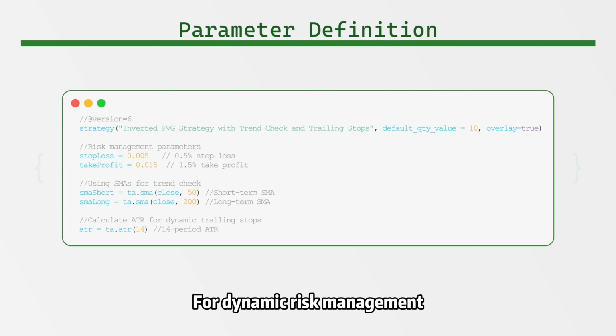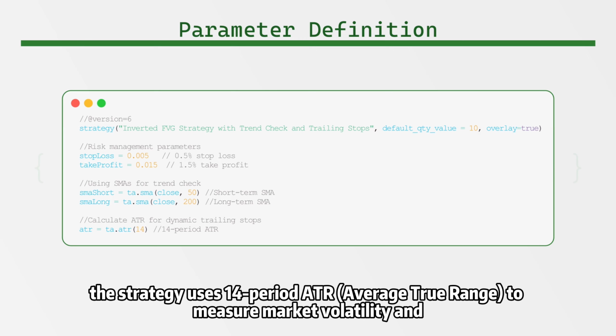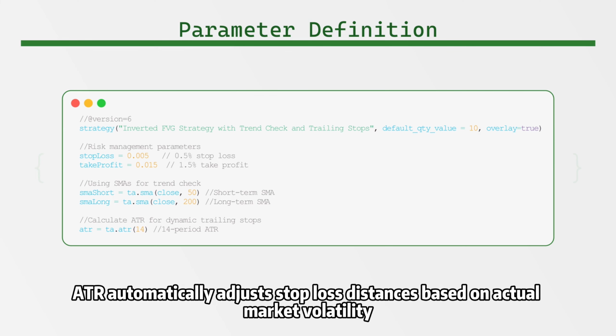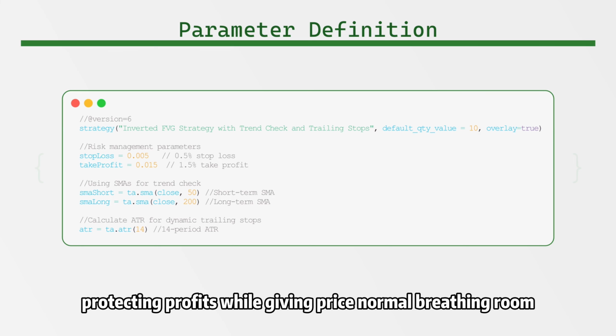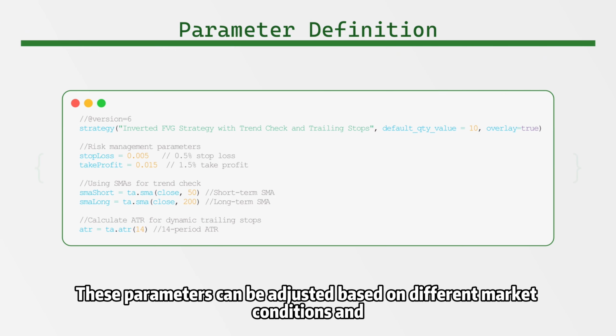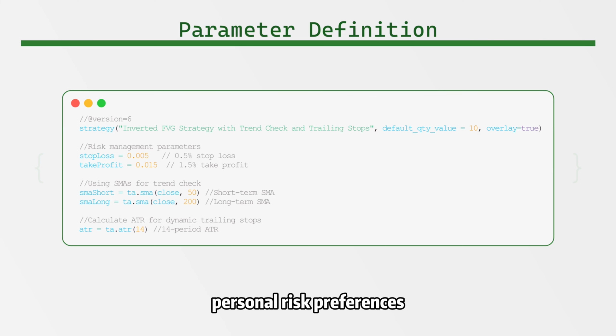For dynamic risk management, the strategy uses a 14-period ATR, average true range, to measure market volatility and provide dynamic adjustment references for the trailing stop system. ATR automatically adjusts stop-loss distances based on actual market volatility, protecting profits while giving price normal breathing room. The strategy also sets a default trading quantity of 10 units to ensure appropriate position sizing for each trade. These parameters can be adjusted based on different market conditions and personal risk preferences.